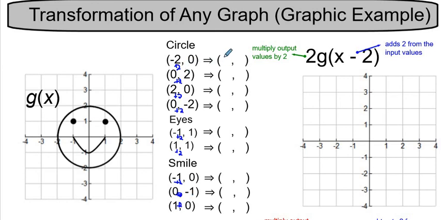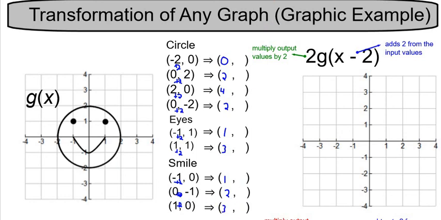All right, so I'm going to add 2 here. Negative 2 plus 2 is 0. 0 plus 2 is 2. 2 plus 2 is 4. 0 plus 2 is 2. Okay, here we have negative 1 plus 2, which is 1. 1 plus 2, which is 3. Negative 1 plus 2, which is 1. 0 plus 2, which is 2. And 1 plus 2, which is 3.